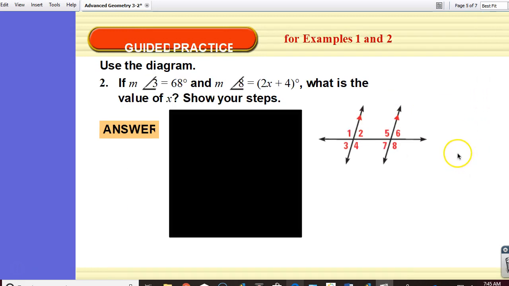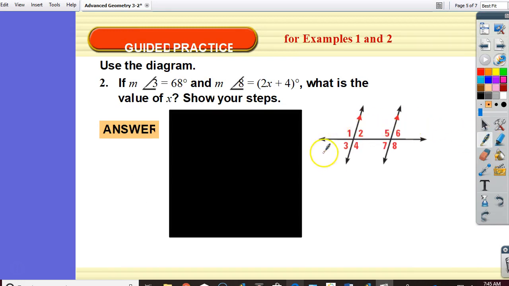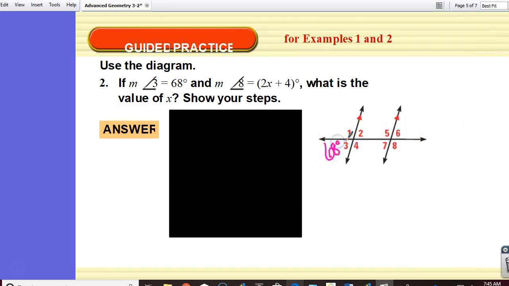If the measure of angle 3 is 68 degrees, so 3 is 68 degrees, and the measure of angle 8 is 2x plus 4. What is the value of x? Show your steps. All right, well, what do we know about 68? Where else is 68? 7, because of y? Corresponding, right? So now we know that these two have to add up to what? 180, because they are a linear pair.